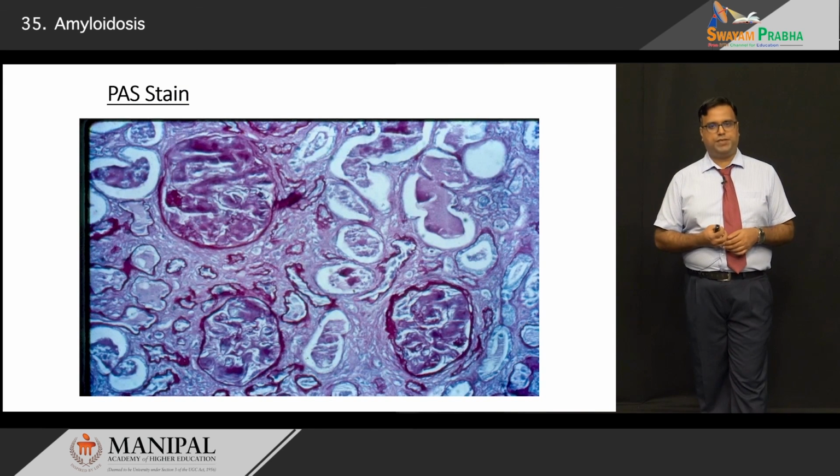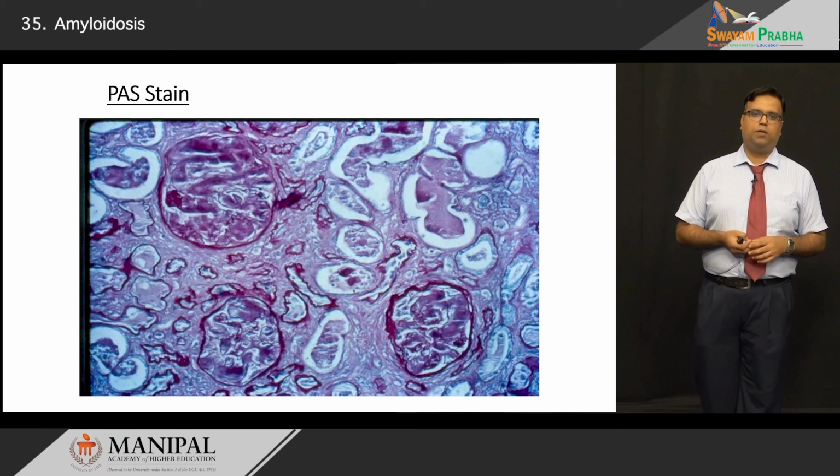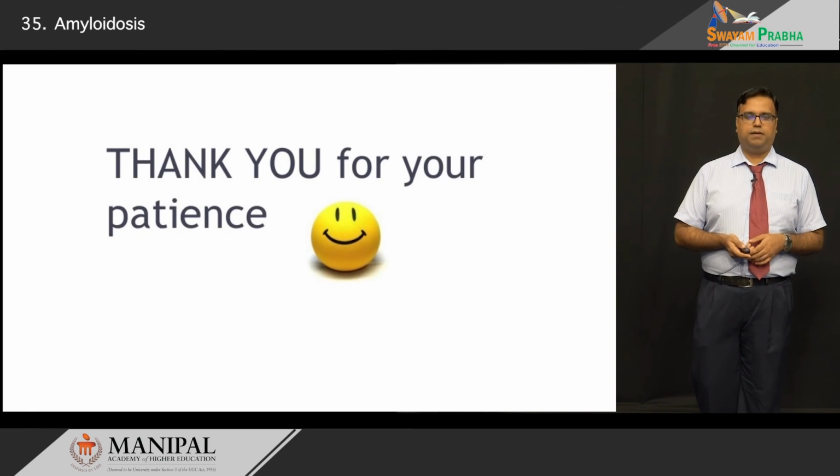Periodic acid Schiff, which gives a magenta color almost here. You can see the outlines which are stained in pink. Within the glomerulus, you can see small structures which have taken a pink color, typically that of amyloid.